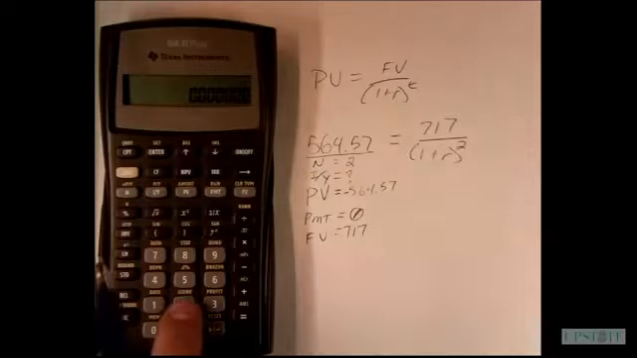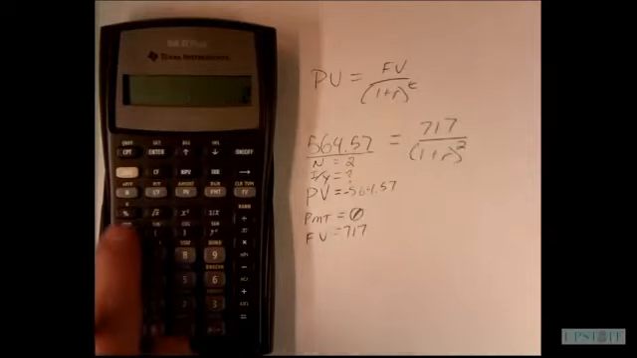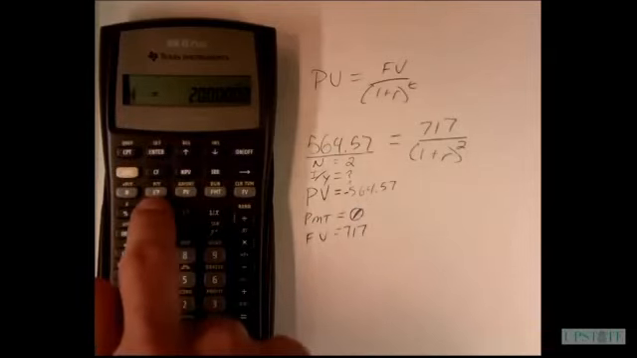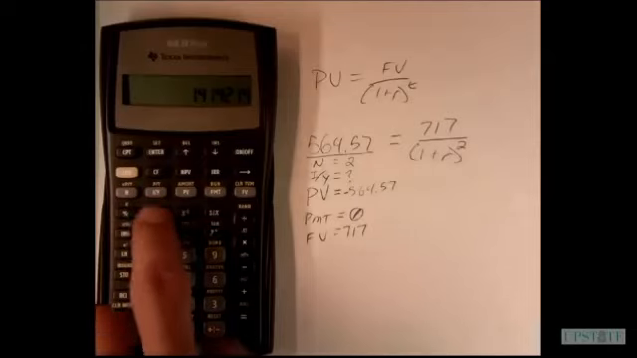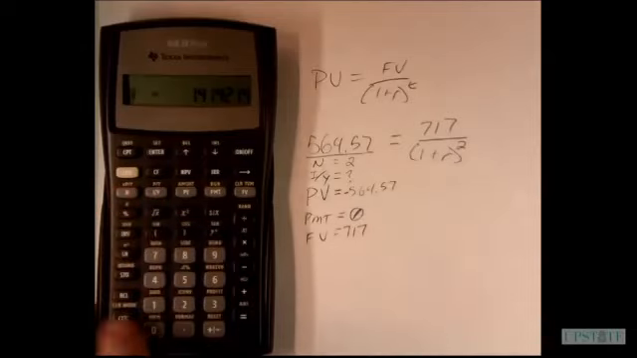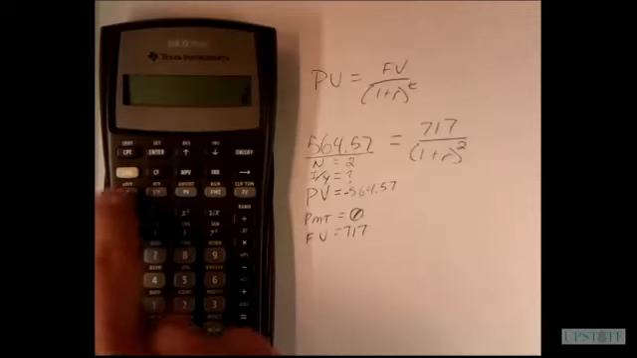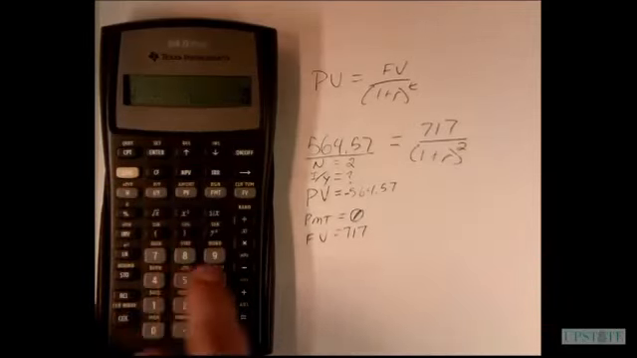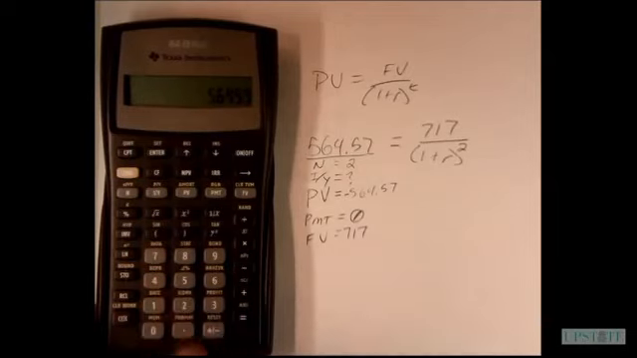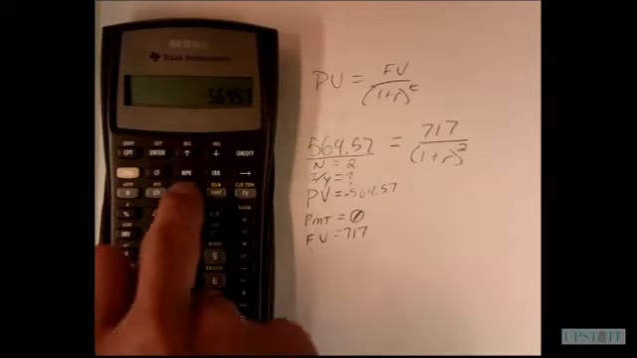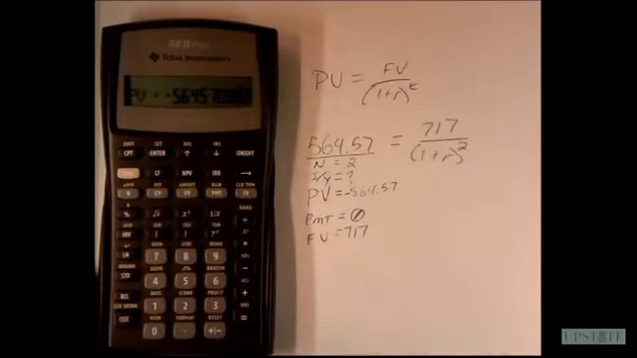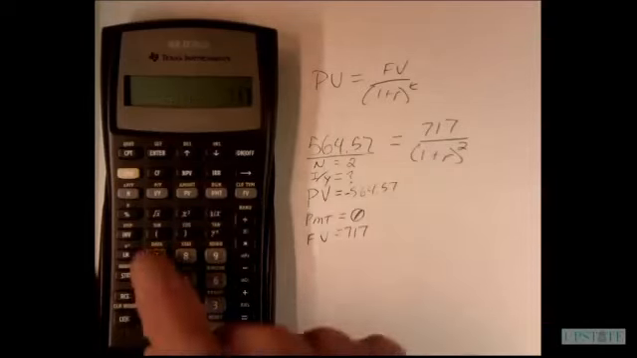We have this first number here, which is 2. So 2 is our n, and it's registered. I over y, we're skipping over that one right now because that's what we're solving for. Then we have negative 564.57 as our present value. And why do we enter that as a negative? Because the calculator requires it. Then we also know we have a 0 payment, and we have a future value of 717.